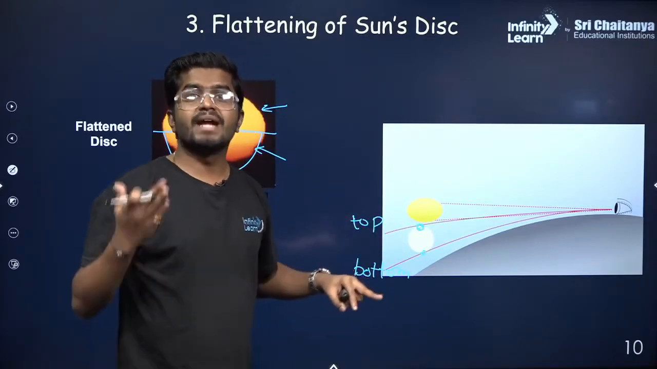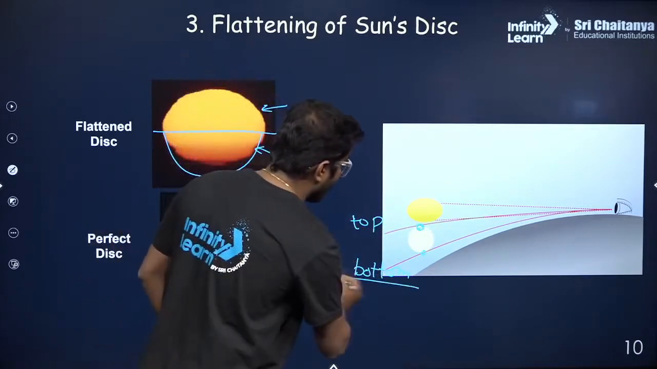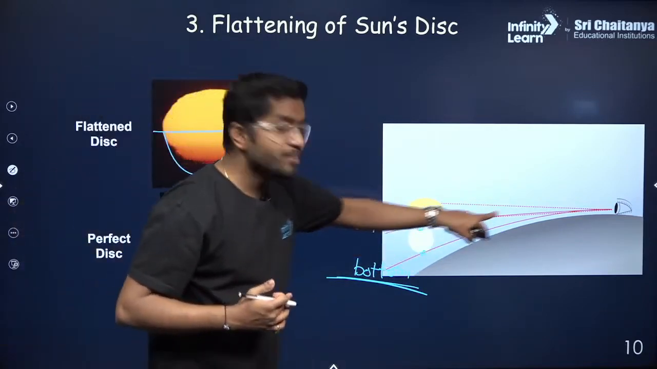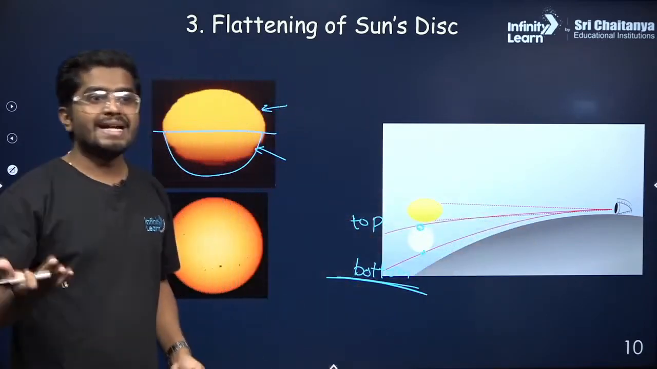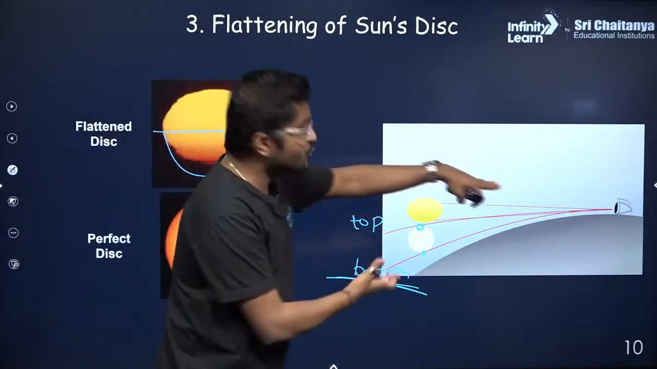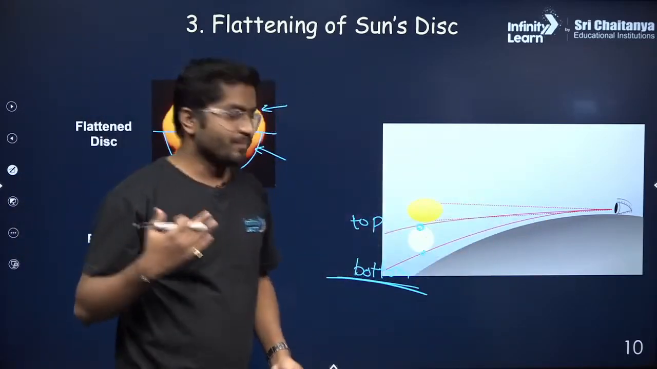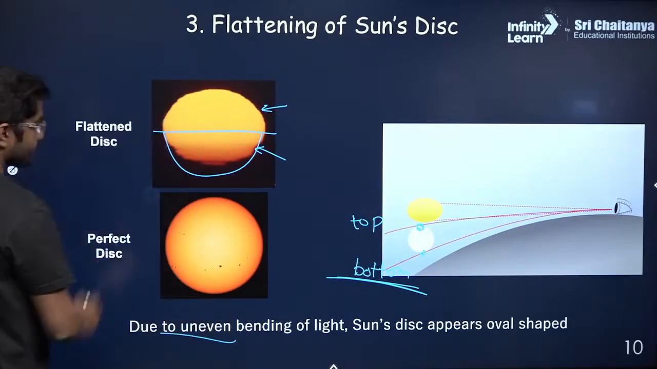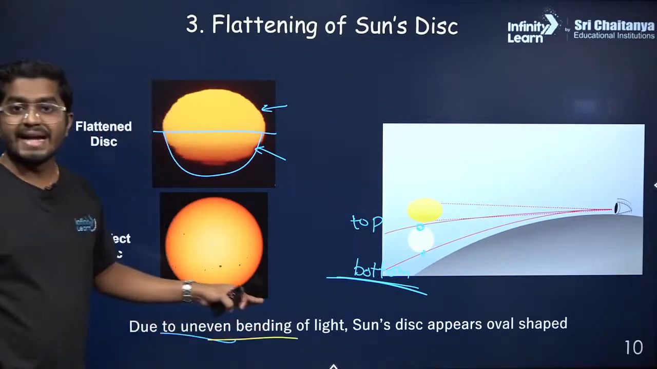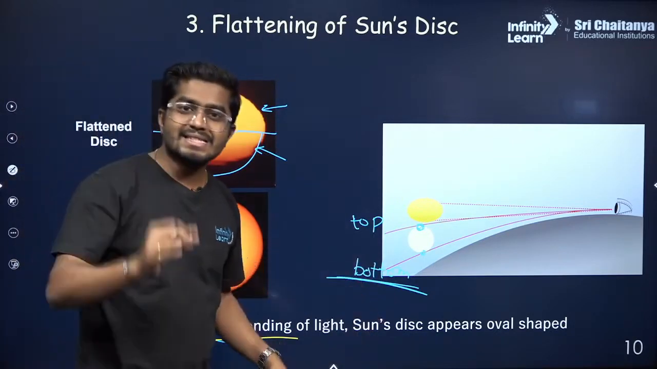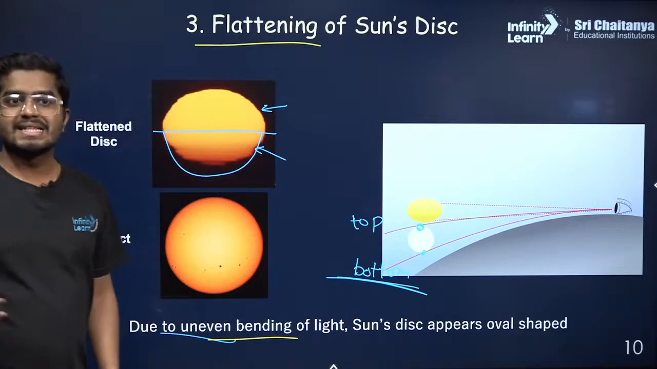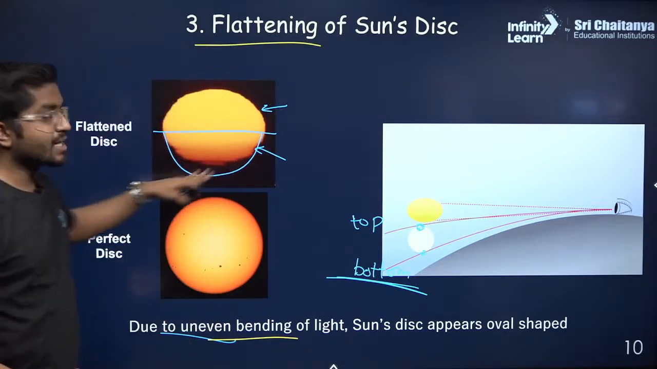The ray which will bend more will be coming from the bottom layer of the sun. So this ray will bend more. So there is an uneven bending. The bending of these two rays is not the same. So there is an uneven bending of the light coming from the sun, and this is the reason for the flattening of the sun's disk. So it is not a perfectly circular shape.